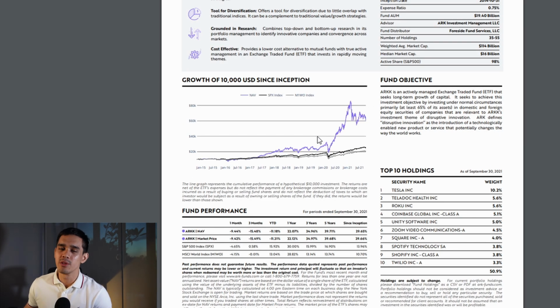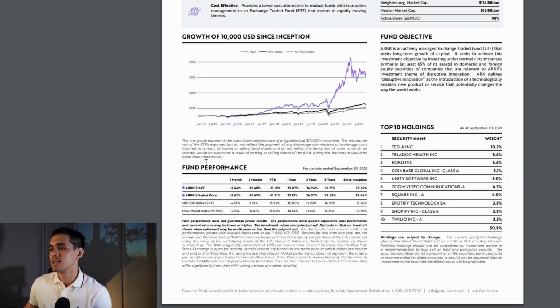Moving on to the fund's performance, you can see here they even have a chart, growth of $10,000 since inception in January 2015, and they compare it to the S&P 500, which is a good benchmark. So you can see here, ARK has definitely outperformed the S&P 500. Looking into more details, the fund performance here, this is all on an annualized basis.